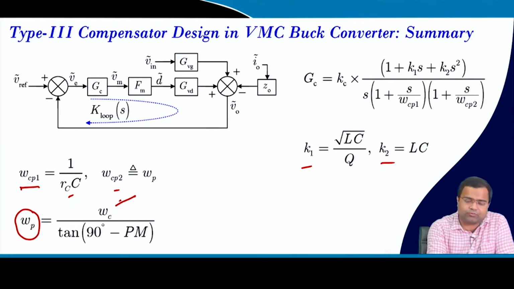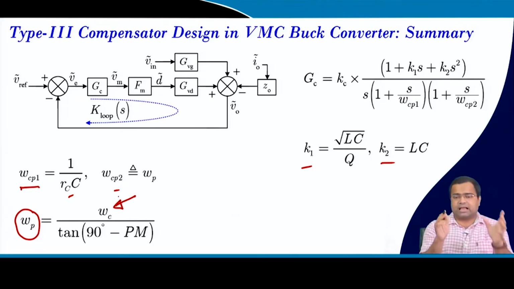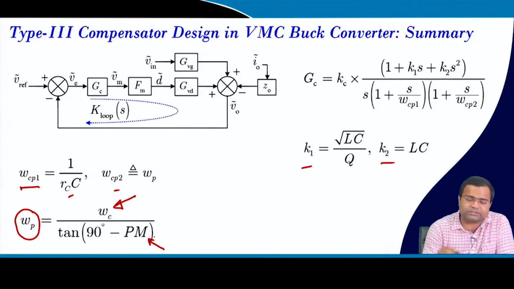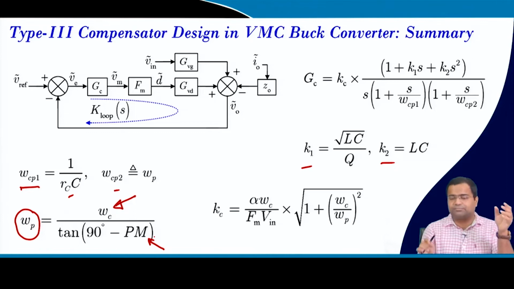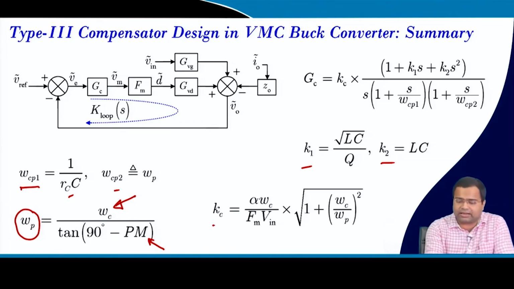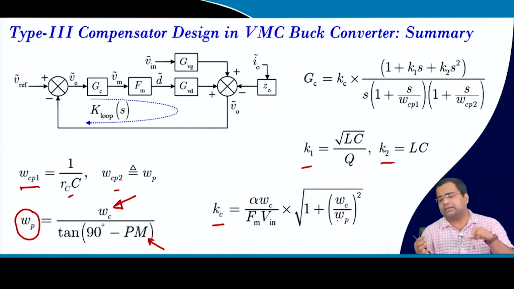We need to provide the crossover frequency, and generally we take up to 1/10 of the switching frequency, and then we need to specify the phase margin, and we have discussed detailed model matching and all. And we know the controller gain will turn out to be the ratio of omega c by omega p, where omega c is the crossover frequency and omega p is the pole frequency that we will obtain from this equation.